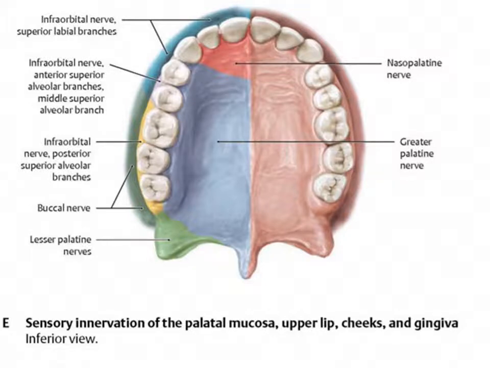Anteriorly, the incisive area is supplied by the nasopalatine nerve. This nerve comes out from the incisive canal and is also a branch of the maxillary nerve. While posteriorly, from the lesser palatine foramina, which are maybe two to three in number, the lesser palatine nerves come out, actually from the pyramidal process of the palatine bone, and supply the area shown in green.